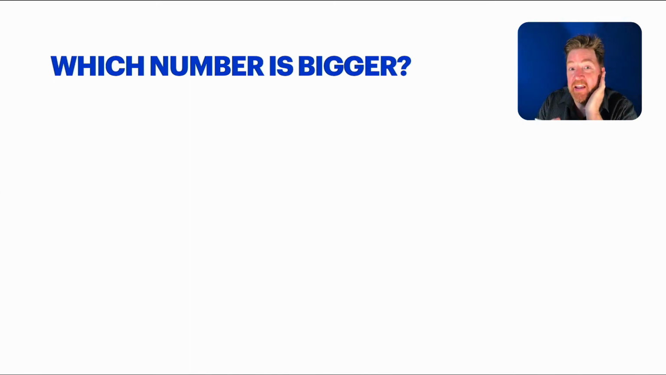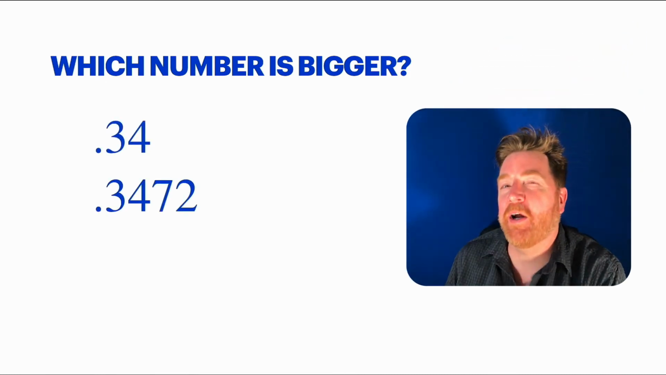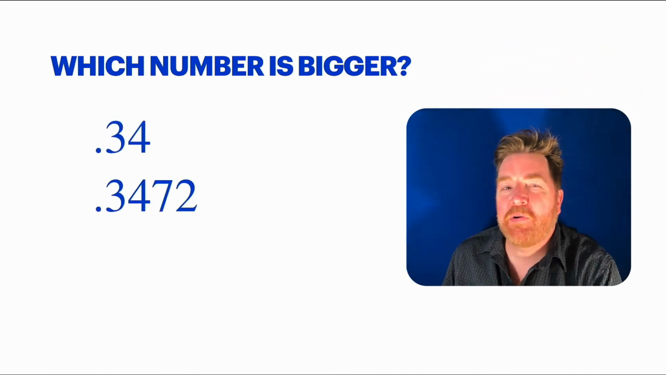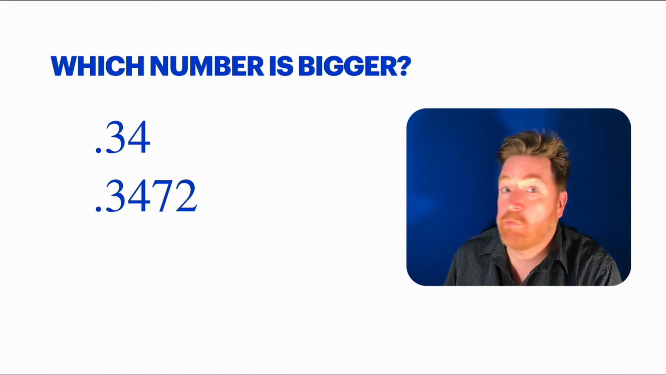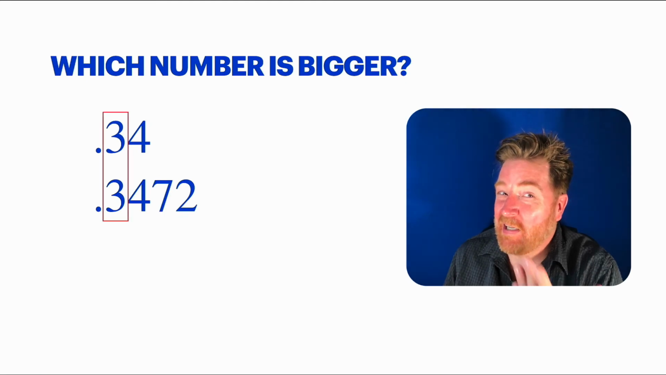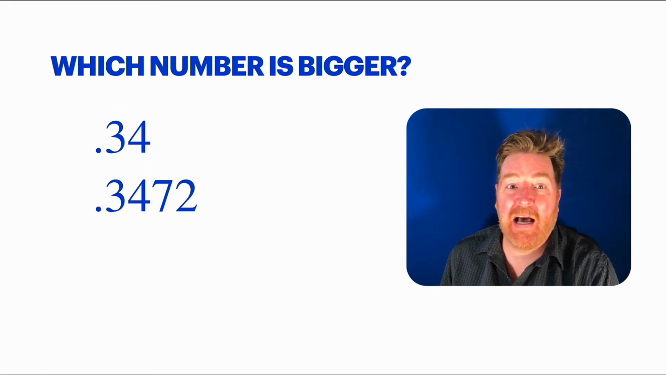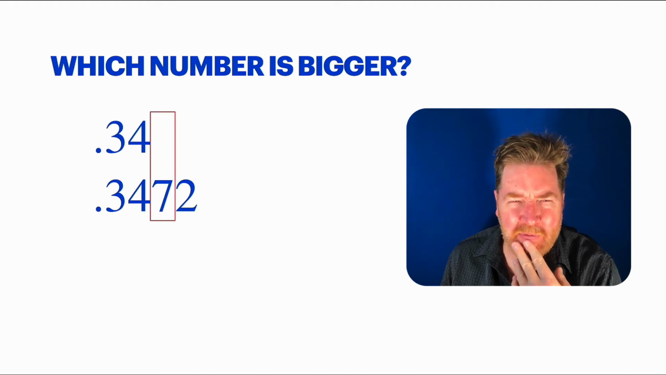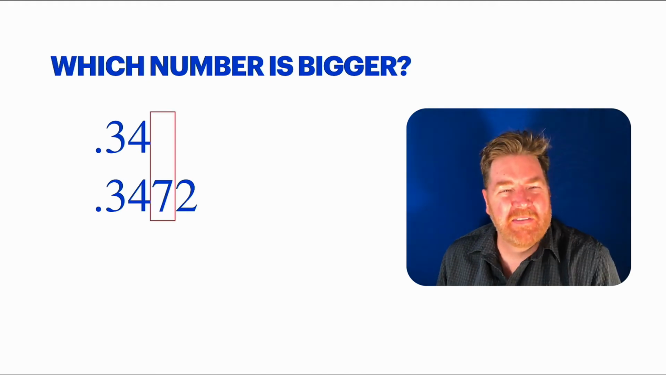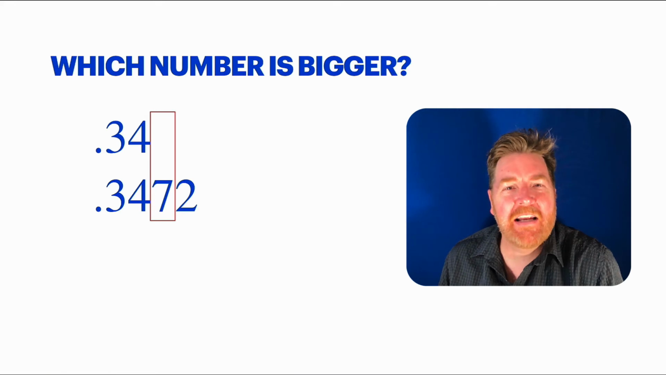Wait a minute, you know what? My producer is telling me one more example here, just to make sure. Check this one out. 0.34 and 0.3472. All right, well, check them out. Tenths, it's a tie. Hundredths place, tie. So we move on, but wait a minute. What's going on here? The guy didn't even show up.